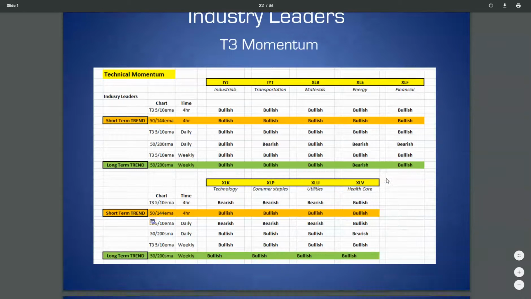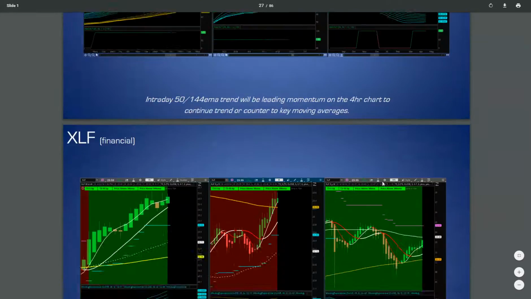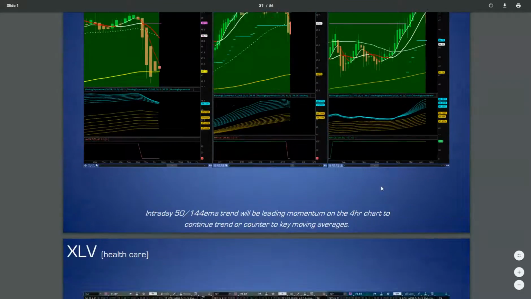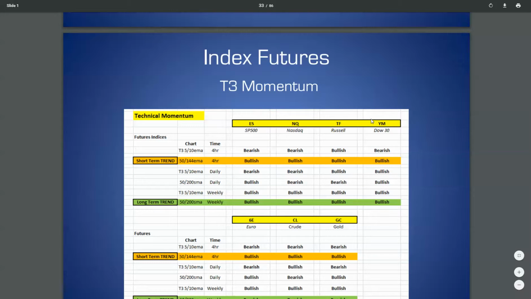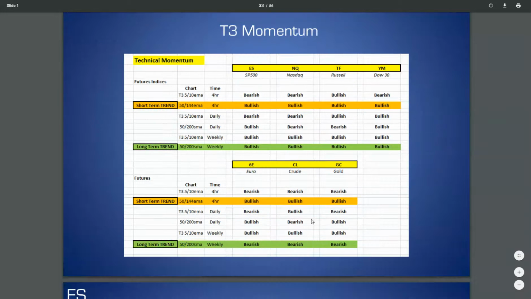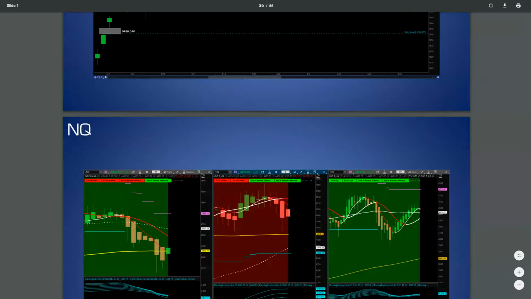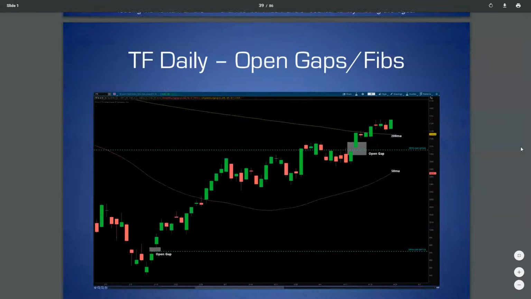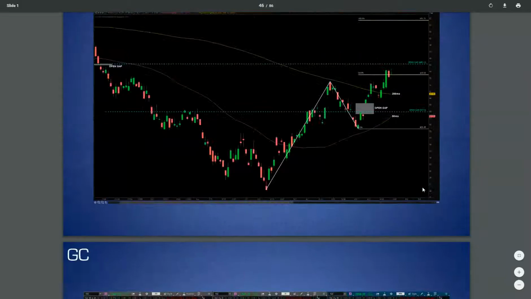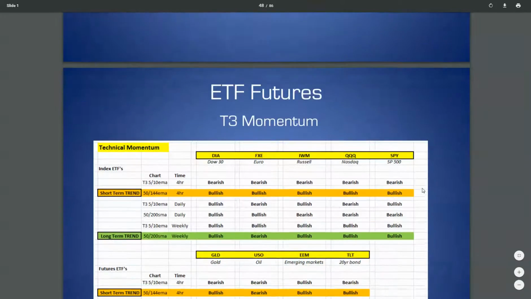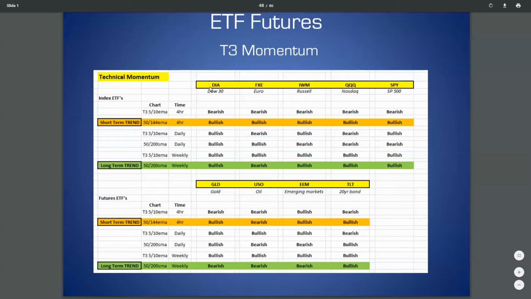After taking a look at the industry leaders, we also look at the index futures, everything from the ES to the YM, covering the euro, the crude, and the gold. Also after the futures markets, we're taking a look at the ETFs for the futures. And here we go, ETF futures represented by the diamonds all the way to the SPY, as well as from gold, covering oil, emerging markets, and the 20-year bond.